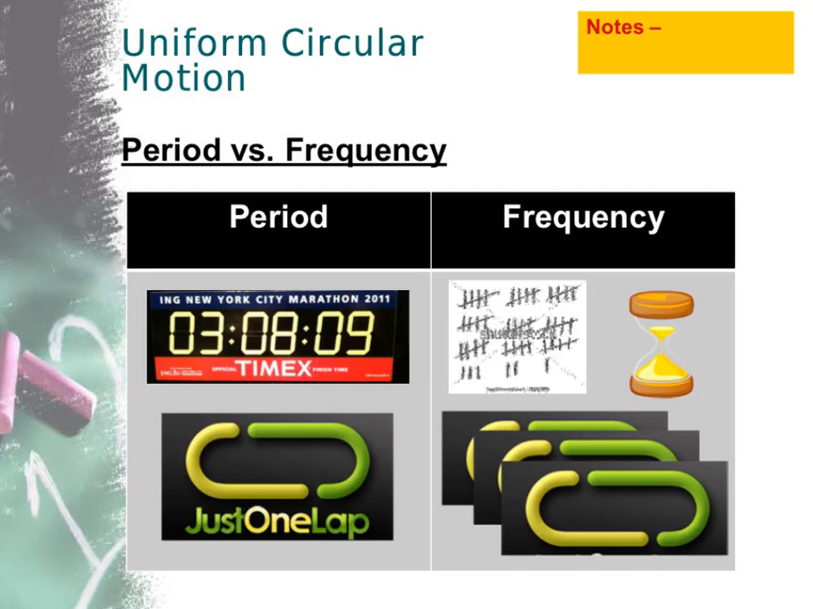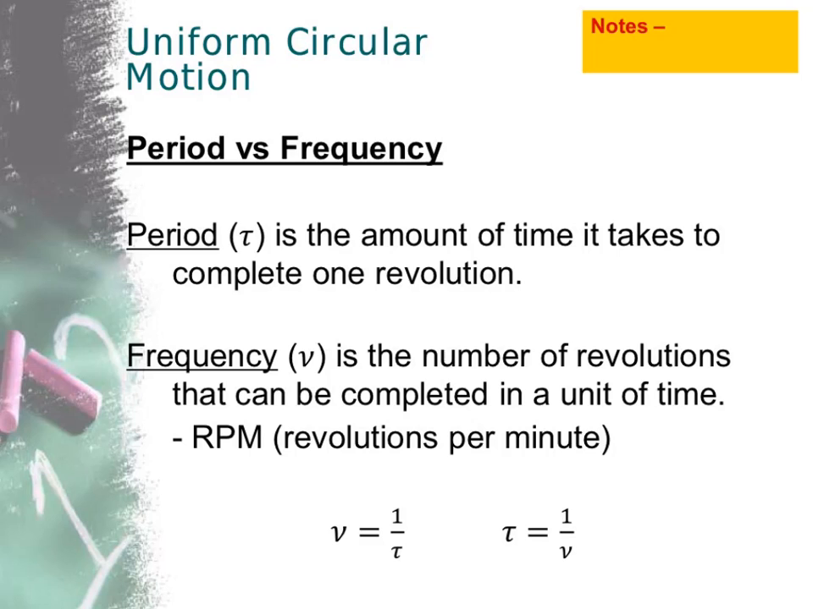A period is the amount of time that it takes to complete just one lap around a circle. Compare that with frequency, where we have a set amount of time and we're trying to count the number of revolutions or rotations we make in that time. So, to put it more formally, period, we represent that as the Greek letter tau, and let me write that here. T-A-U is how we pronounce it. Tau is the amount of time it takes to complete one revolution.